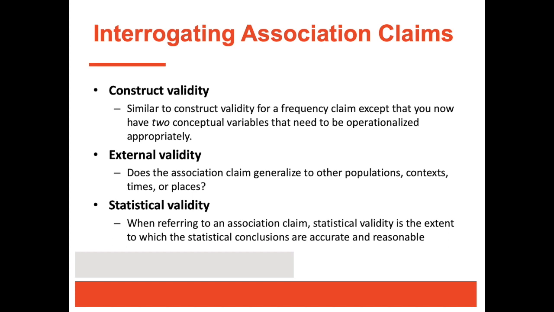Statistical validity in terms of association claims is essentially the extent to which the statistical conclusions are accurate and reasonable, which here is saying, did they measure the association correctly? Do they interpret it right? Is the association really strong? Is it weak? And do they say that?